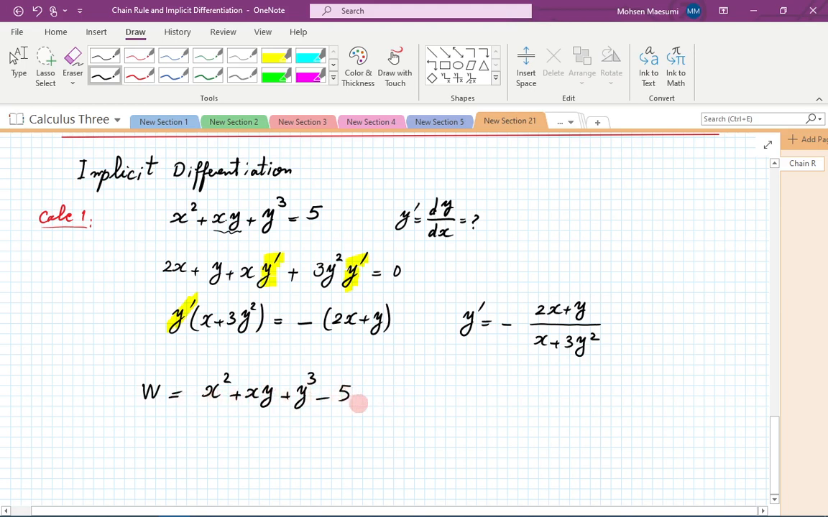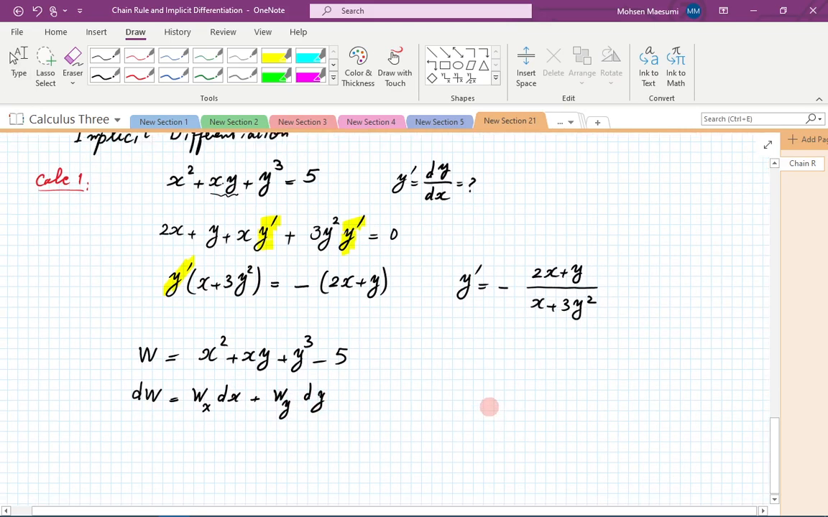If I set w equal to 0, I'm restricting myself to this relationship. When w is 0, I am right at that relationship between x and y. You remember our total differential formula. Total differential formula was dw was dw with respect to x dx plus dw with respect to y dy. That was the total differential.